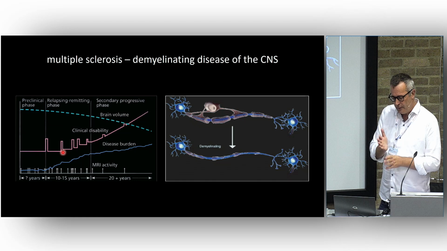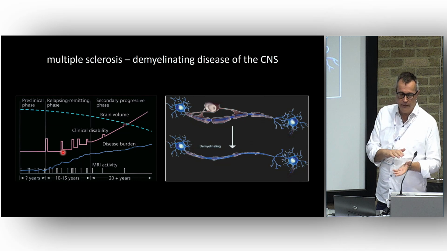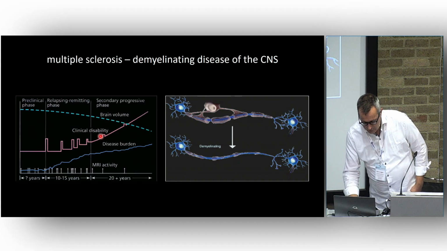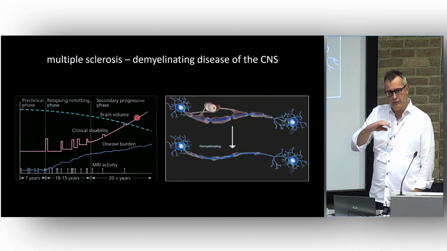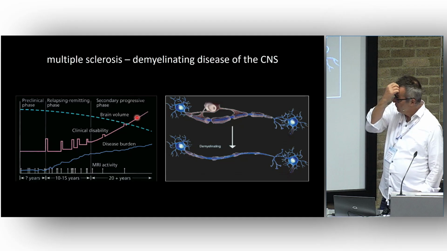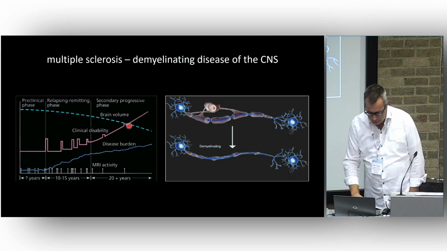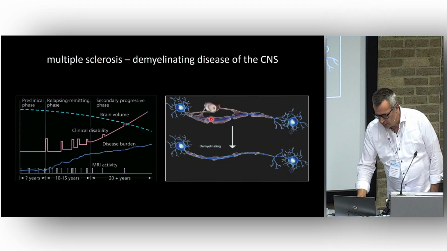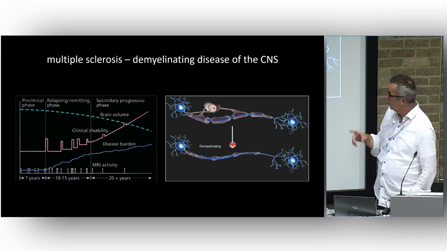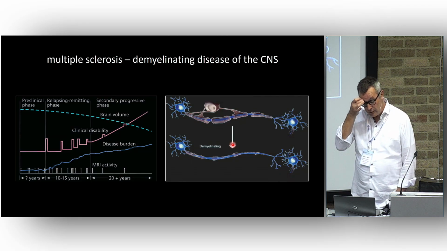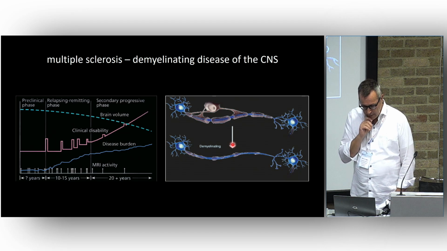And then at some point, patients convert from a relapsing remitting to a progressive phase of the disease. Then you don't have these bouts of inflammation. You have a constant deterioration, and that is accompanied by a reduction in brain volume and increased disease burden. So on the right, you see basically what happens. This is normal myelination of an axon, and then in MS, you lose your oligodendrocytes. Your axons become bare, and at the end of the day, you lose your neurons, leading to disability.